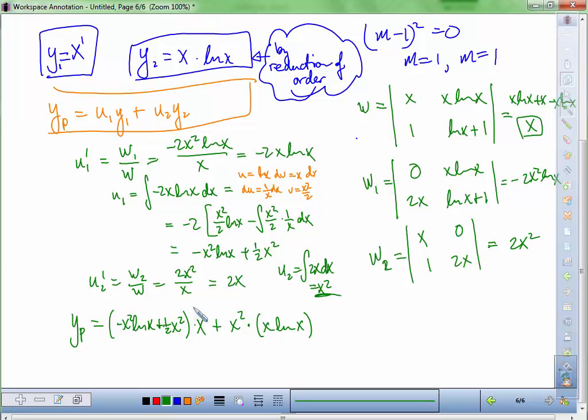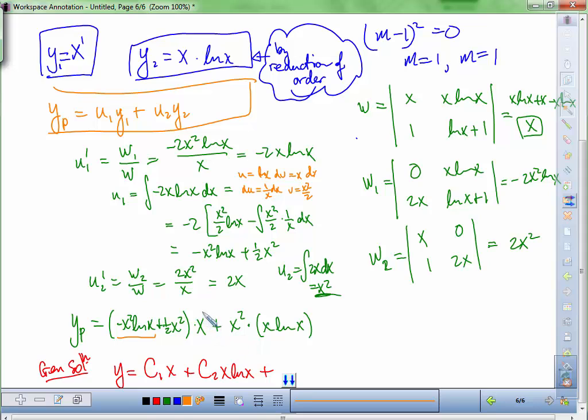All right. I think we did it. Our general solution is going to be equal to C1 times x, that's y1, plus C2 times x ln x, that's y2, plus the particular solution. And if we want to distribute everything, we can try to simplify it. Should we simplify it? This is x cubed, and this is x cubed, and they would cancel each other. We agree on that? And then all we have left is this. Whatever we have left, 1 half x cubed.